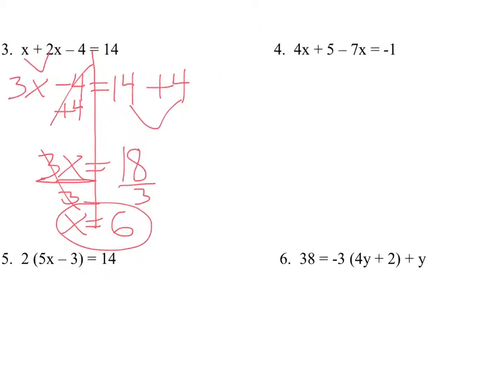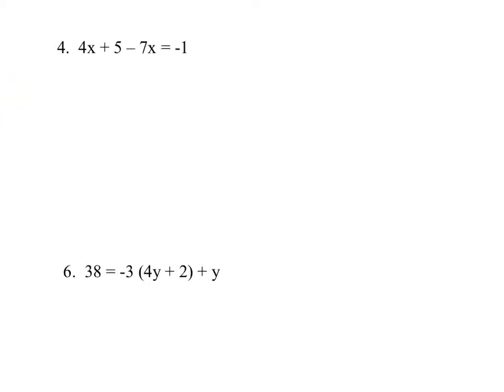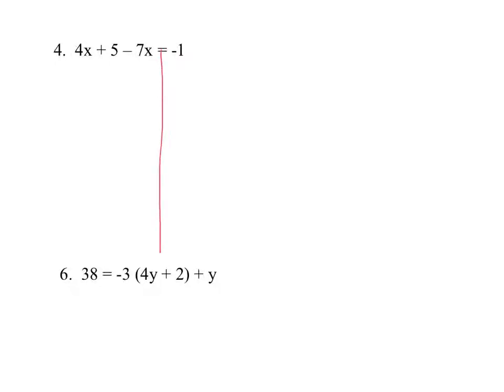Let's look at number 4. Now number 4 is going to be similar. I'm only going to look at the left side because that's where the variables are. And then on the left side, my like terms are 4x and negative 7x. Don't forget that negative before it. So 4x minus 7x is negative 3x. So you took care of those. And then I just bring down the plus 5 equals negative 1.